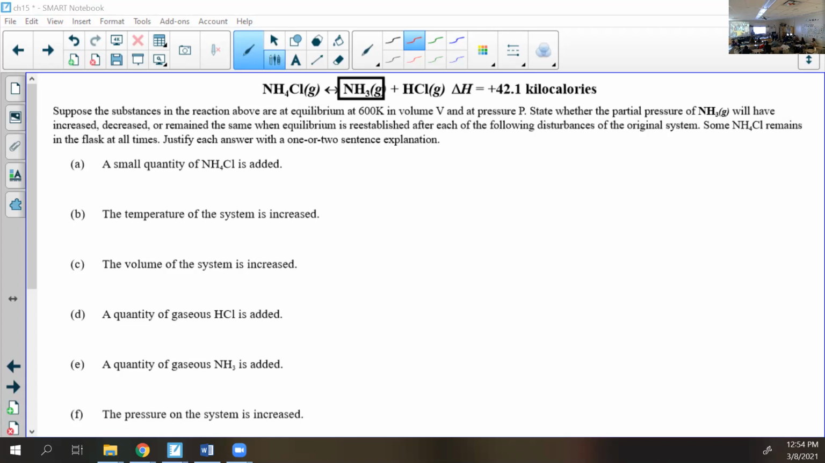Suppose the substances in the reaction above are at equilibrium. So we're defining what happens to NH3. Everything, we're defining it as what NH3 experiences. All right, so if we add NH4Cl, what happens to NH3? It goes up. The temperature of the system is increased. This is positive, which means heat would be a reactant. So if I increase the heat, I go away from the heat, which means NH3 goes up.